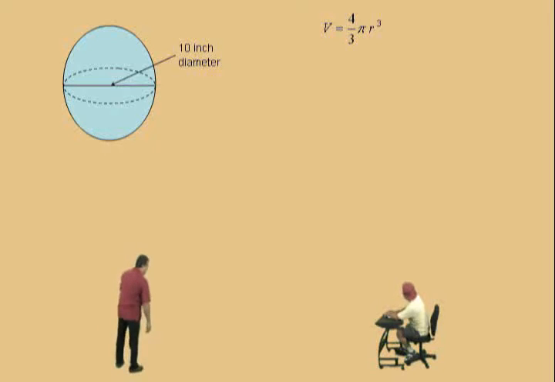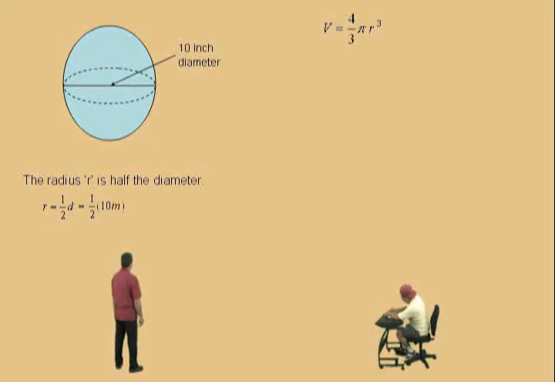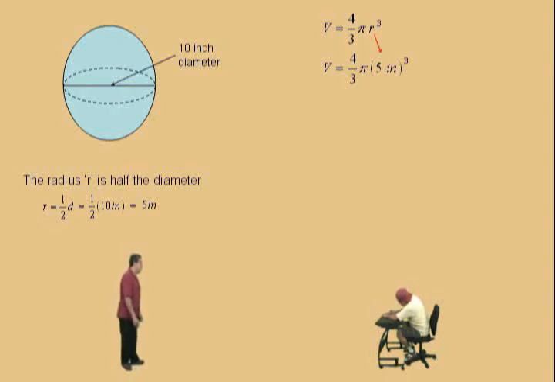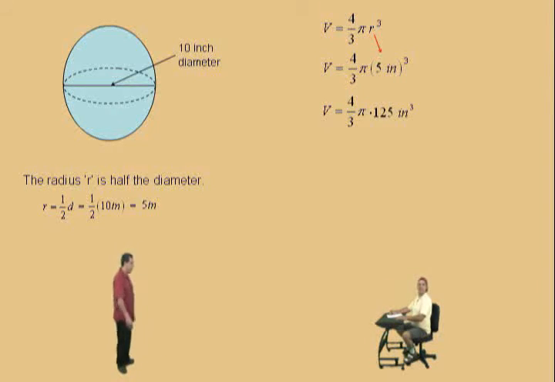All right, Charlie, now radius is half the diameter. Our diameter is 10 inches, so what's 1/2 of 10? 5. 5 inches. Very nice there, Charlie. Now, notice we replace the r with 5 inches. All right, so we have 4/3. Now, what's 5 inches cubed, Charlie? 125? Very nice there, Charlie. 125 inches cubed. Very good.